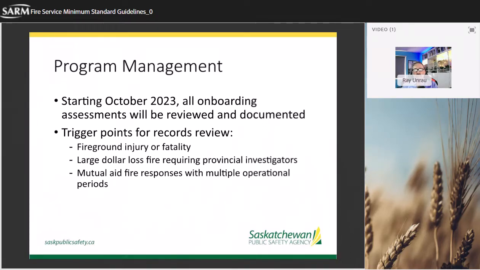The third piece, the mutual aid piece, is more of a program review for us. We want to make sure that the service guidelines, as we're introducing them, are not creating more difficulty in the relationship between departments. So anytime there is a mutual aid fire response with multiple operational periods, I'll just define that for a second.